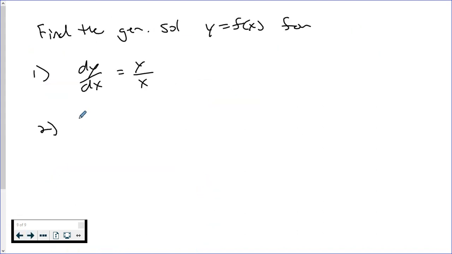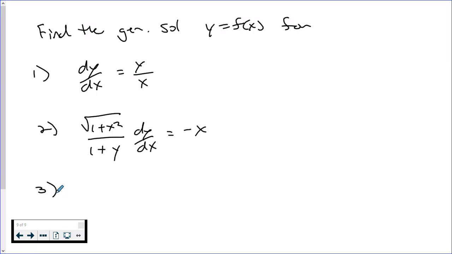Beautiful. The next one will be, we can go bananas here. You want to go bananas? Let's go bananas. Radical 1 plus x squared over 1 plus y times dy dx equals negative x. Good luck with that. And then I'll just give you one more. And so the third one will be, I'm liking this one. This is solid. So dy dx equals 1 plus y squared times x squared.